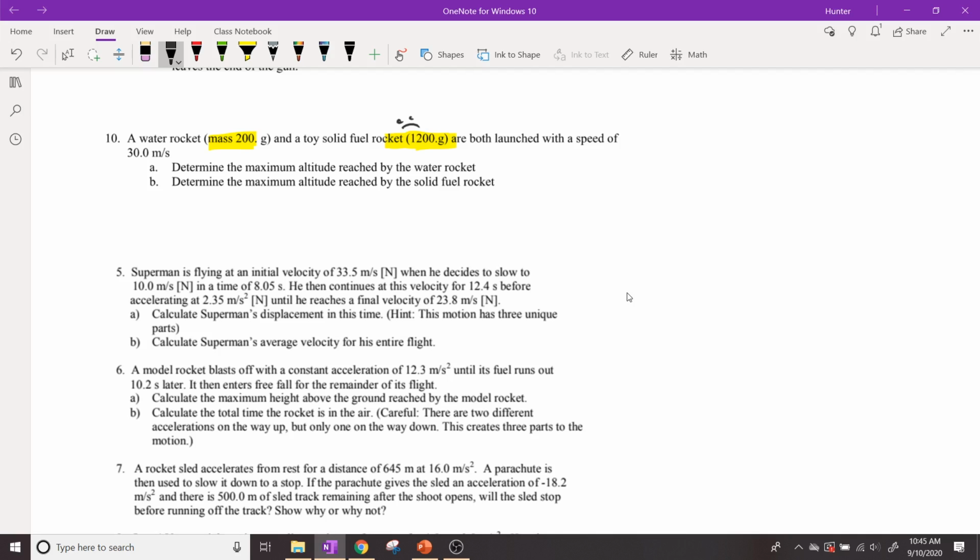So the way that you would determine the maximum altitude is writing out your DVAT. The D is, I don't know. The VI is 30. The VF is 0. And the T is, I don't know, that's a question mark. But we do know the acceleration is negative 9.8 meters per second squared because we're on Earth. So you can use an equation on your DVAT to find the distance, the maximum altitude.